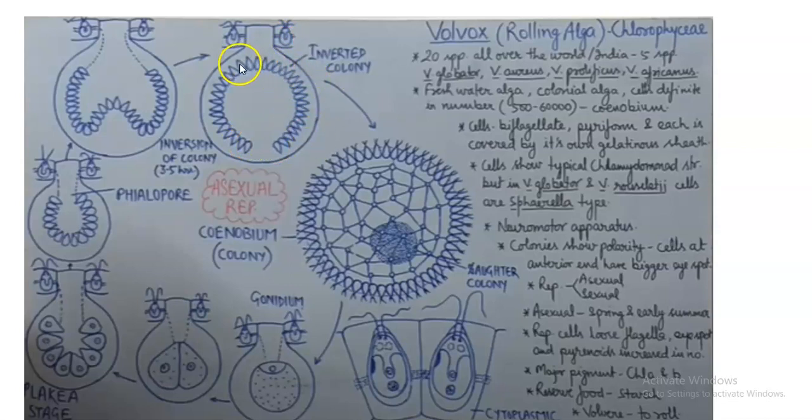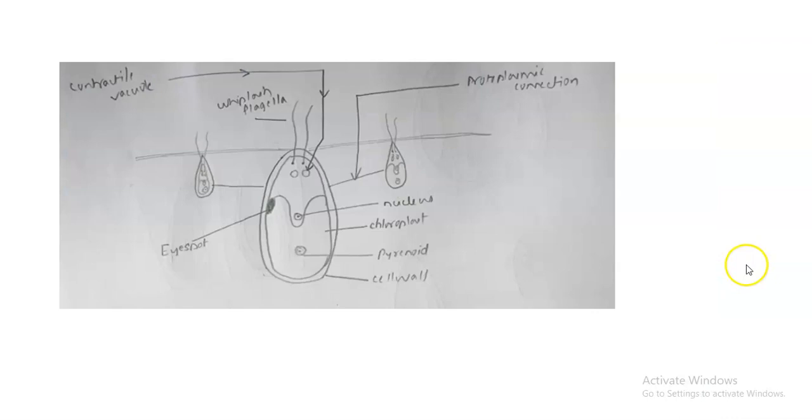Now you can see that this colony is within the parent colony. This is the parent colony. So that's how round spherical bodies are created within the spherical body. We'll see that during the reproduction session. Then, this is the individual Volvox cell.